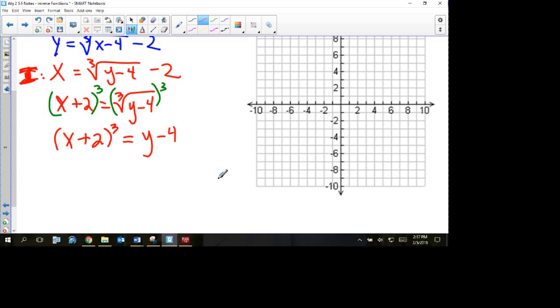Yay. Now what do I do? Add 4. So we'll have y equals x plus 2 cubed plus 4. And we need to decide if that's a function or not a function to decide if I write f of x, or I'm sorry, g of x, or if I write y. Well, we might have to graph that first if we're not sure.